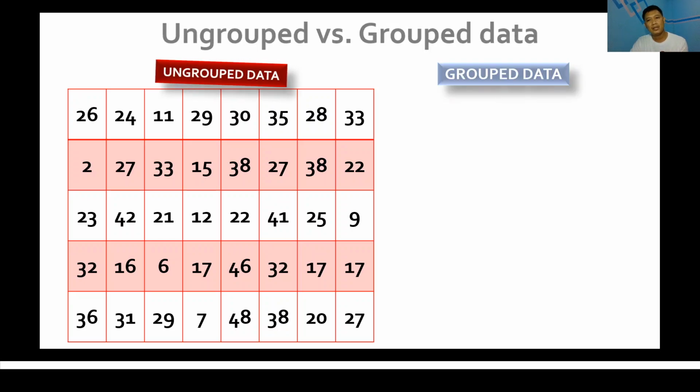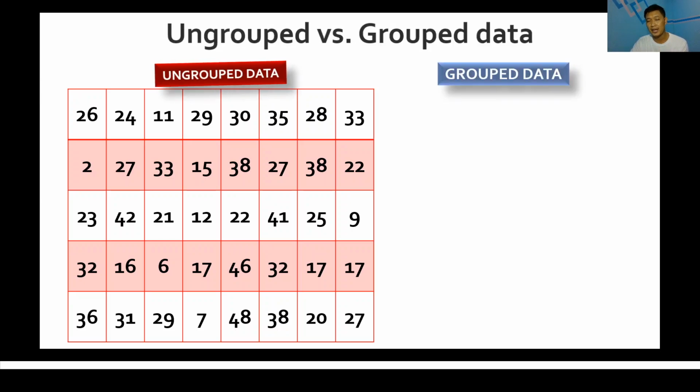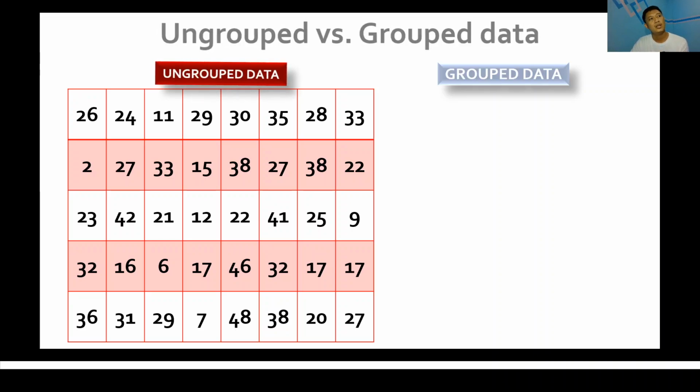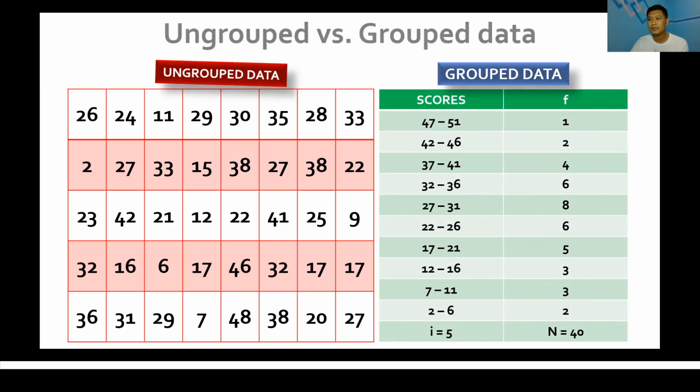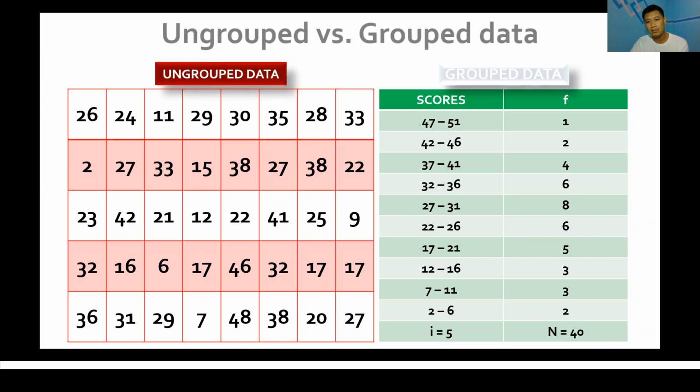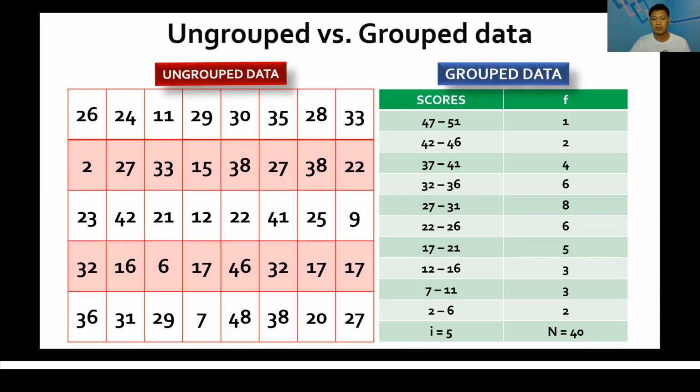While when we speak about group data, we have actually done this before already, how to set up a frequency distribution table. Group data is presented using categories of scores or classification of scores through a table, and that is the frequency distribution table.